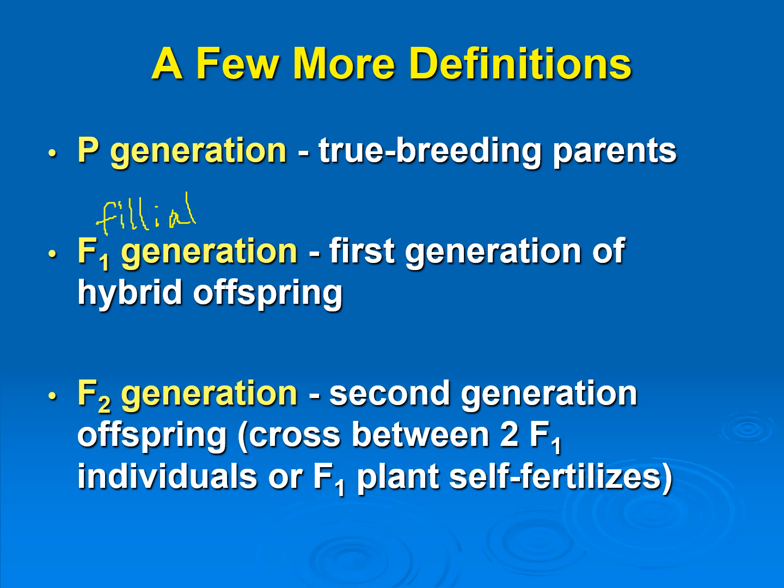And then what he did was he would cross two of these F1 hybrids, and then he would get the F2 generation. So this would be our second generation of offspring.